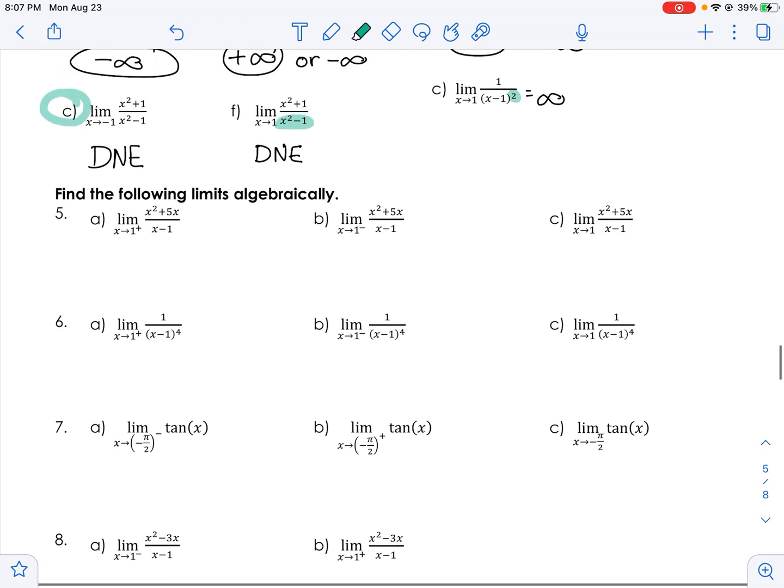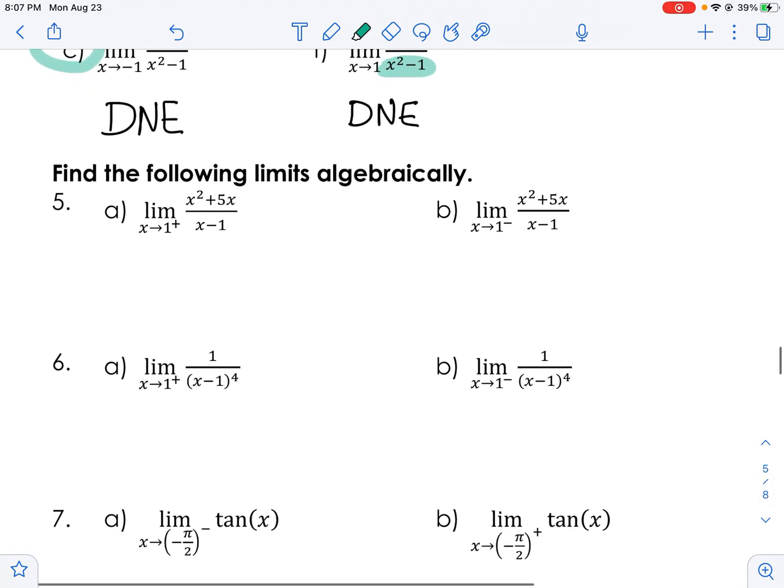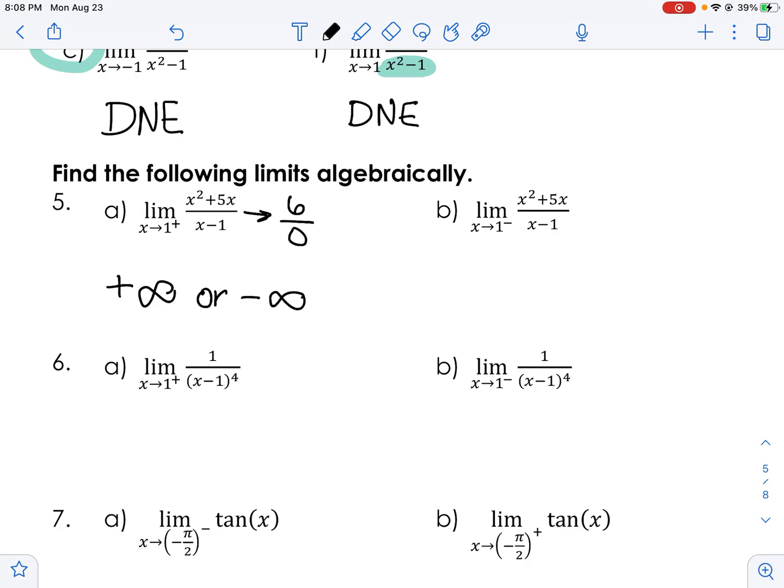Okay, looking at some more example problems. Find the following limits algebraically. So if I plug in 1, I'm going to get 6 over 0. Okay, so that tells me it's a vertical asymptote. I have the option of getting positive infinity or negative infinity.